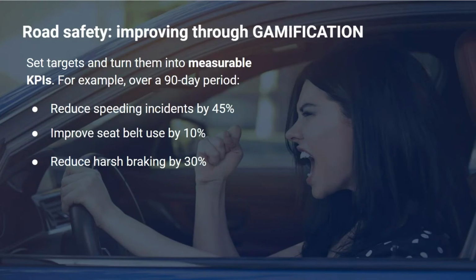So some tips for implementing gamification. Clear targets can be set. For example, here we've got a 3-month example, a 90-day period where the target has been set: reduce speeding by 45%, improve seatbelt use by 10%, reduce harsh braking by 30%. These are targets that can be set because what we can measure, we can manage.